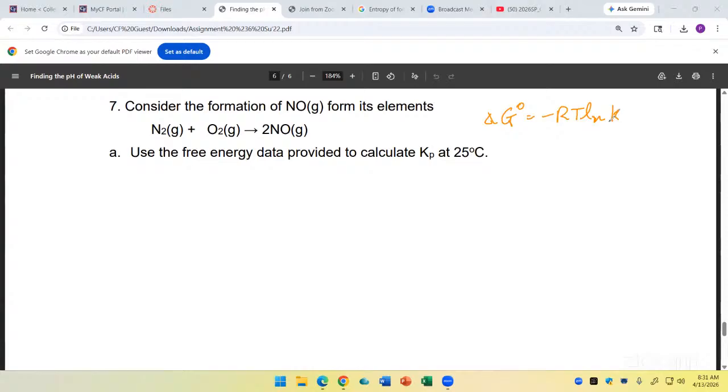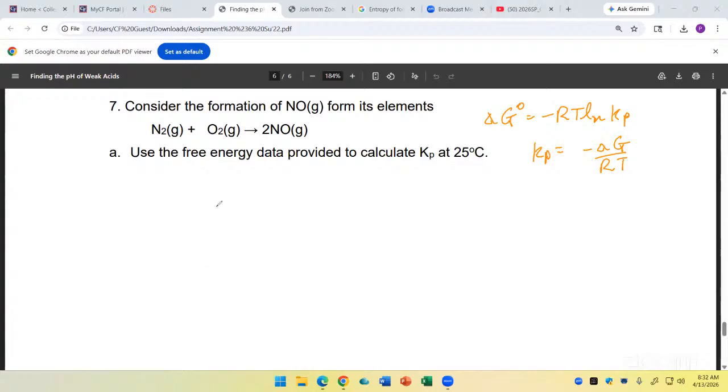In this case, K would be Kp, right? So we're going to use the other form, which is Kp equals e to the minus delta G over RT. So it's kind of similar, except that we have to figure out what delta G is, and we can do that by going to the table.